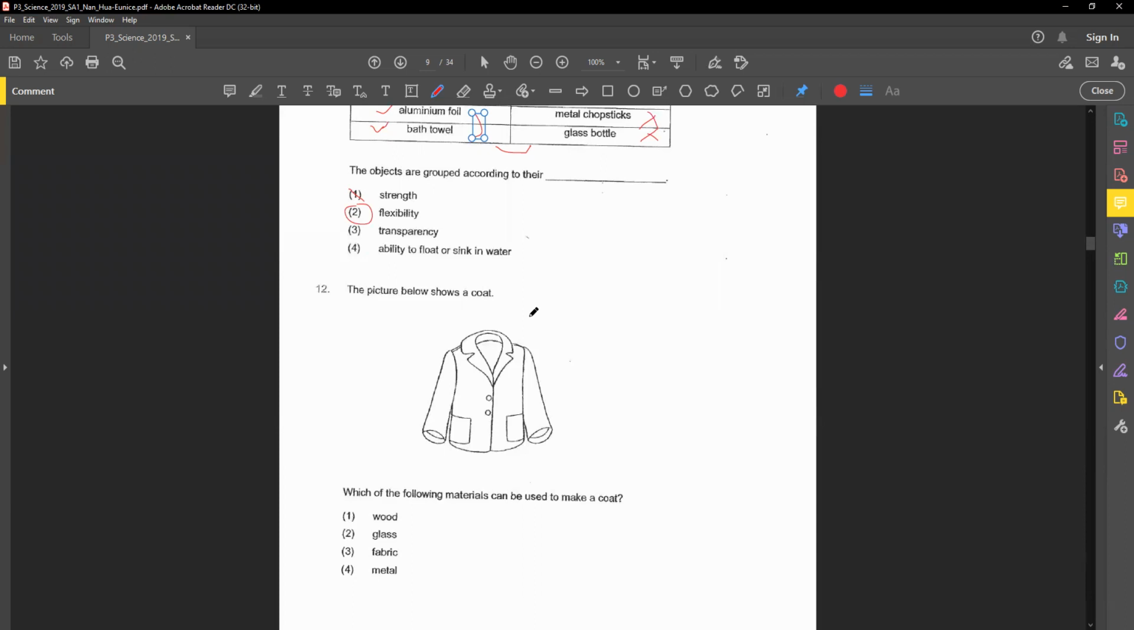Question 12 asks which materials can be used to make a coat. Let us think of the properties a coat should have and match it to the materials. As we need to wear the coat, it has to be flexible. So option 1, 2, and 4 are out. So fabric is flexible, and that is the correct answer.